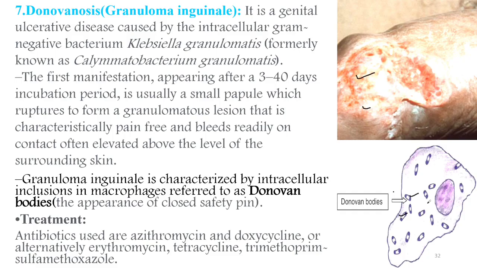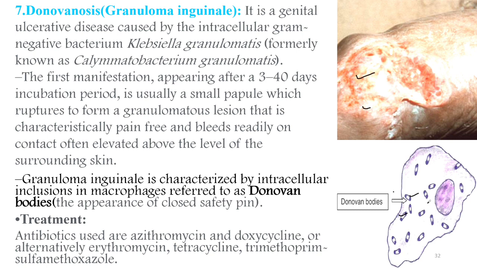Now come to the next disease, that is Donovanosis or granuloma inguinale. It is a genital ulcerative disease caused by the intracellular gram-negative bacterium Klebsiella granulomatis, formerly known as Calymmatobacterium granulomatis. The first manifestation, appearing after a 3 to 40 day incubation period, is usually a small papule which ruptures to form a granulomatous lesion that is characteristically pain-free and bleeds readily on contact, often elevated above the level of the surrounding skin. Granuloma inguinale is characterized by intracellular inclusion bodies in macrophages, referred to as Donovan bodies.